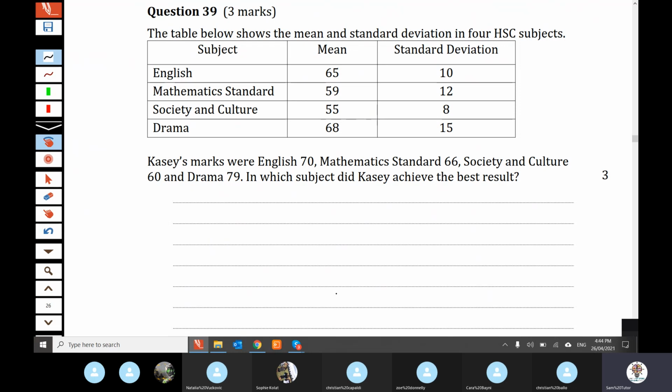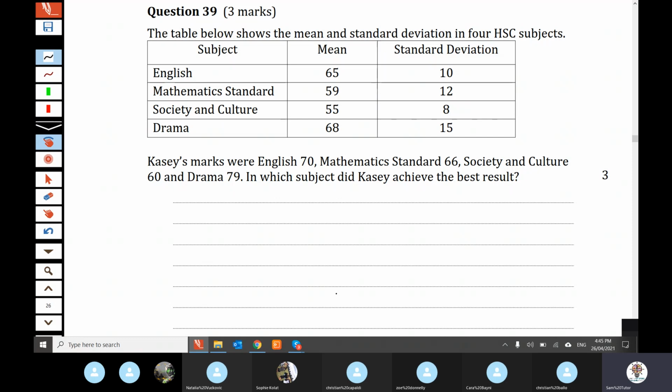The table below shows the mean and standard deviation in 4 HSC subjects. Let's read them. In English, the average was 65 and there was a deviation of 10. In standard math, the average was 59, deviation is 12. Society and culture, 55, deviation of 8. Drama was 68, deviation of 15. So which one's more spread out? Drama. Which one's less spread out? Society and culture. All right.